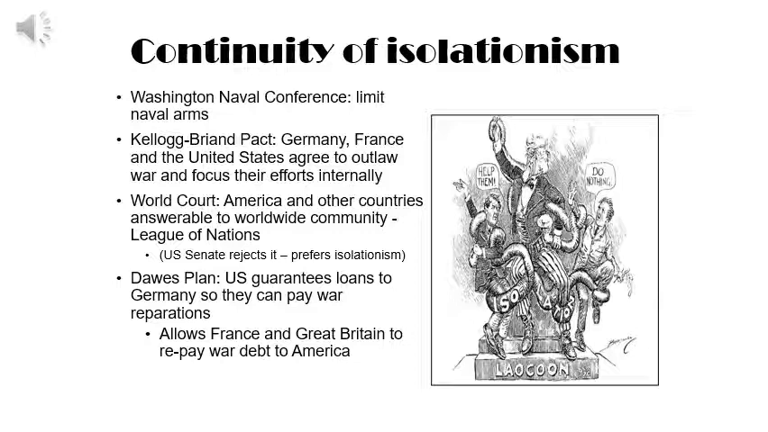With passage of the Dawes Plan, the United States guarantees loans to Germany so they can pay war reparations throughout Europe. This Dawes Act allowed France and Great Britain to repay their war debt to America after they received the reparations from Germany.